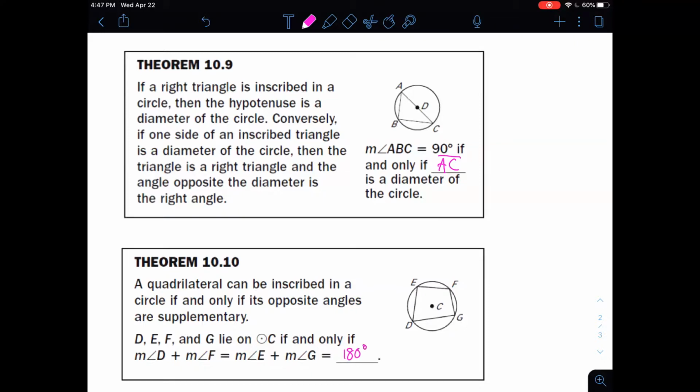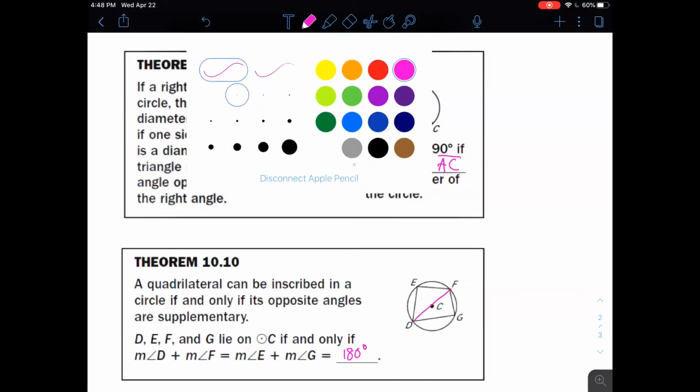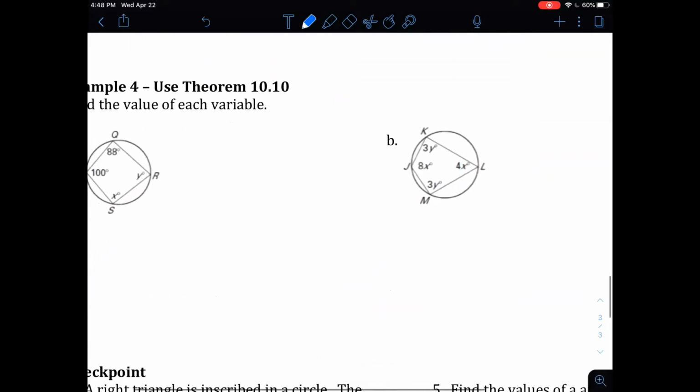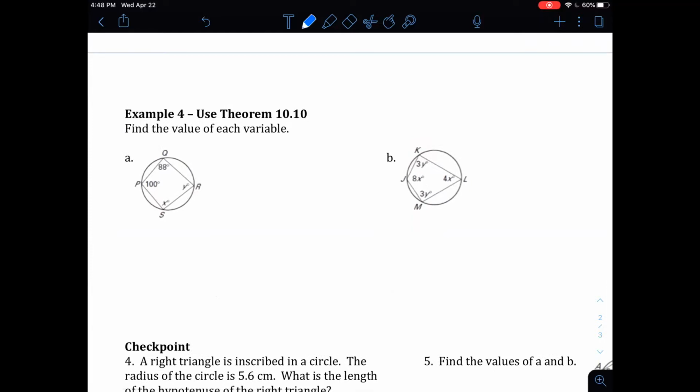180 degrees. Okay, so basically, if you have a right triangle on a circle like this, inscribed like that, the hypotenuse has to be on the diameter, and also these angles that I'm highlighting right now are going to be supplementary, the opposite angles. Okay, let's go ahead and do these last couple examples here.